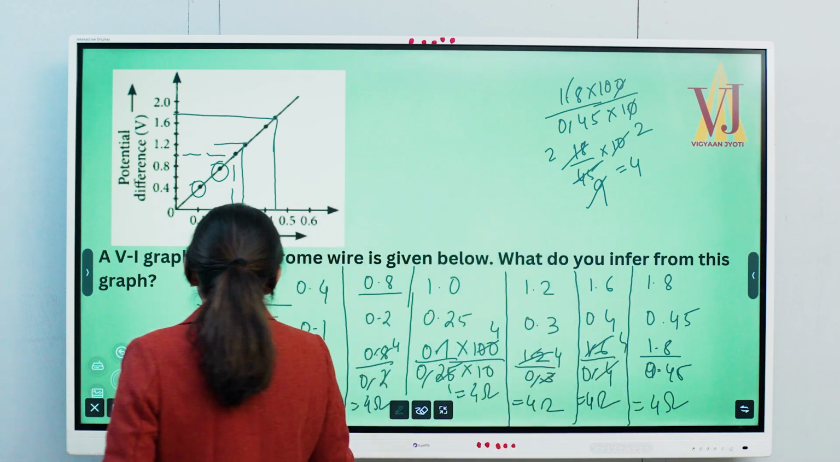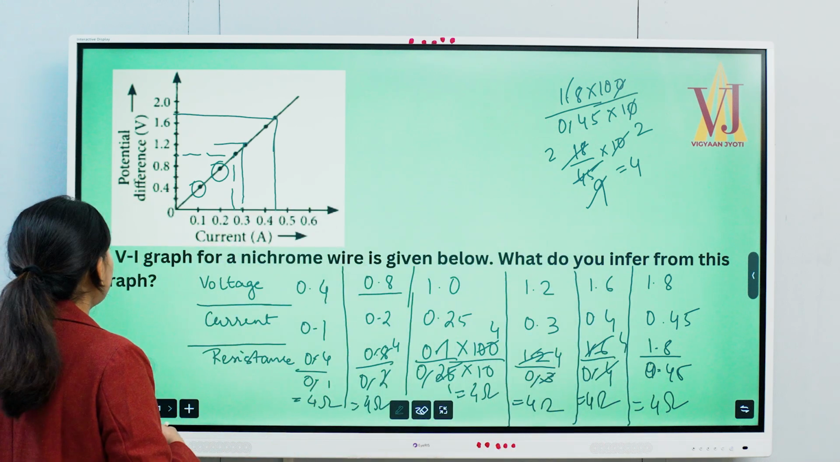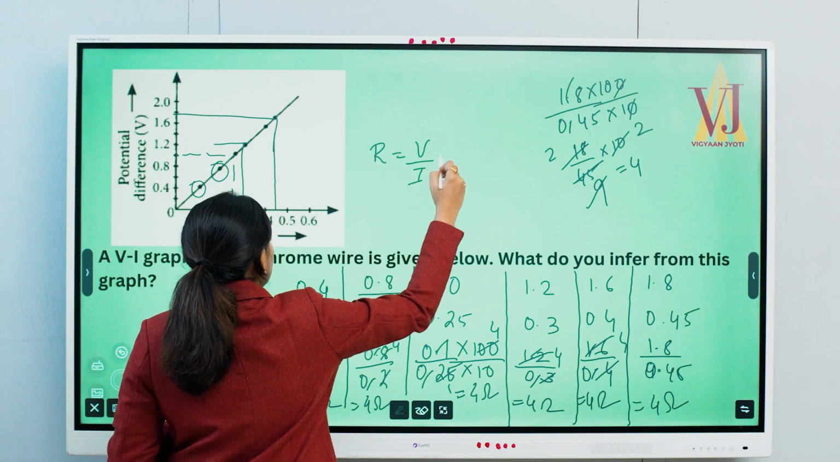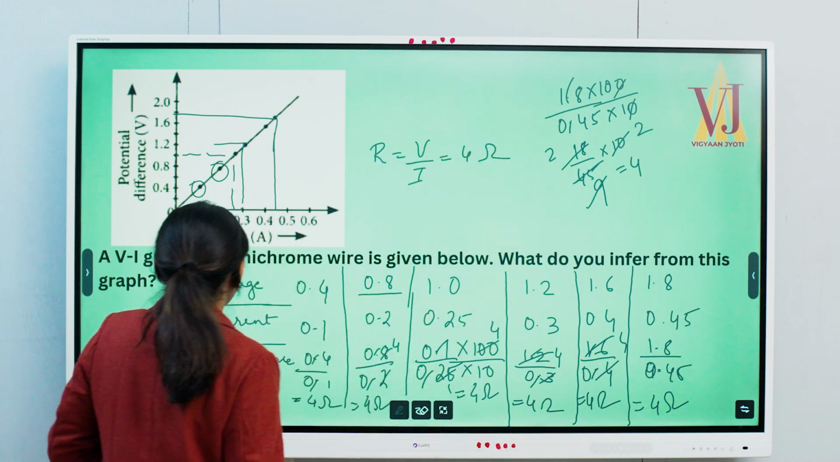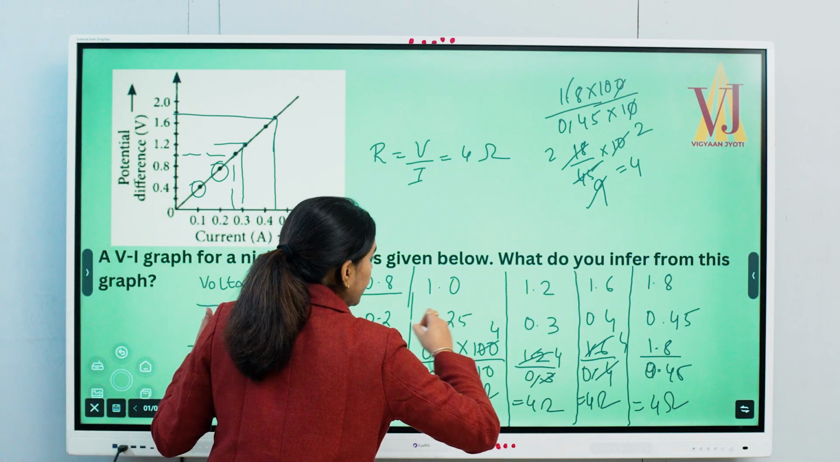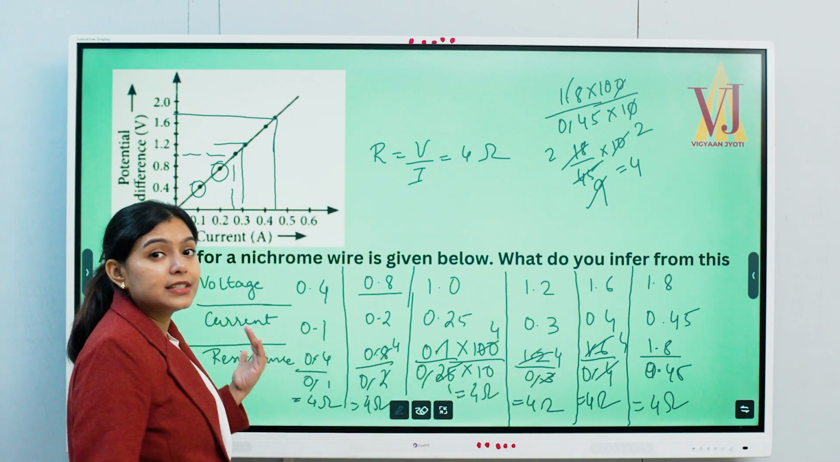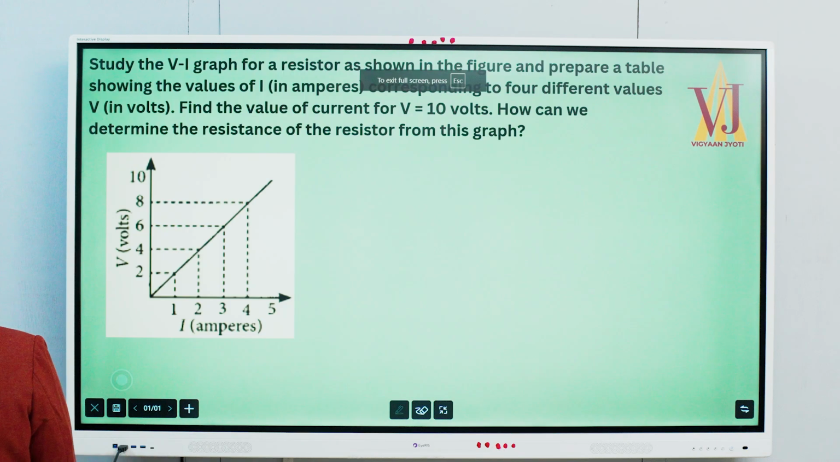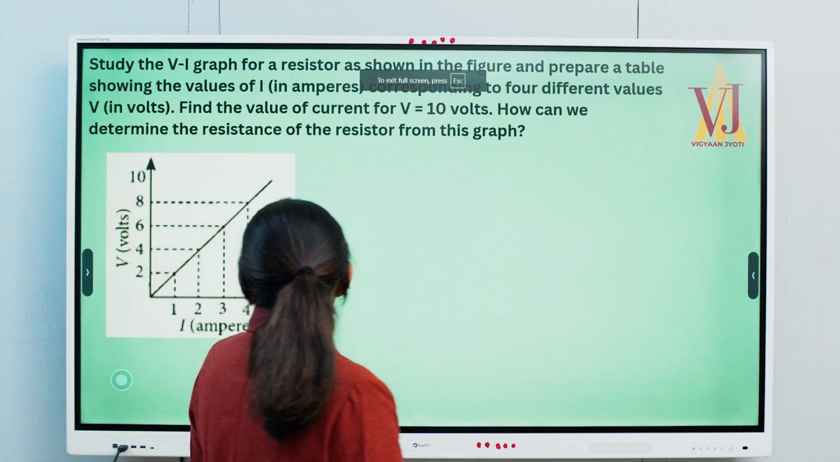In this case you can see the resistance is the same. So what do you infer from this graph? The resistance is V by I, which is almost 4 ohms. That means as the potential has increased, the current has also increased, and the resistance remains constant. This is something we infer from Ohm's law. Next question. The next question is also a graph.